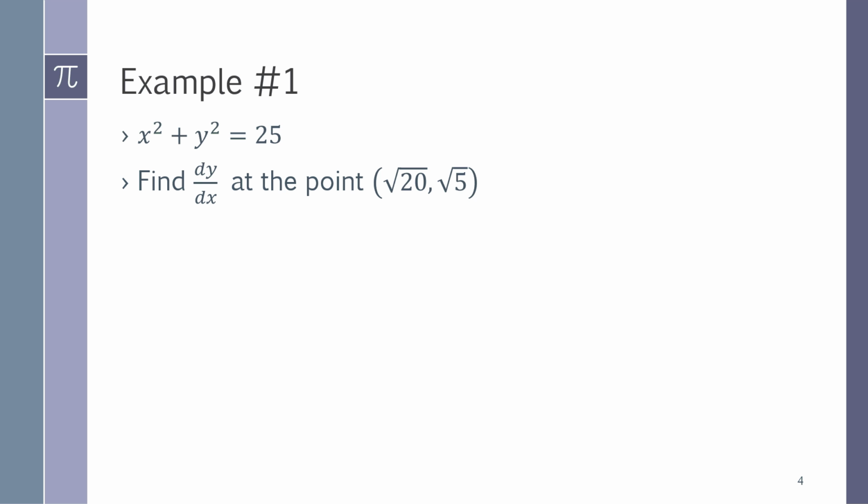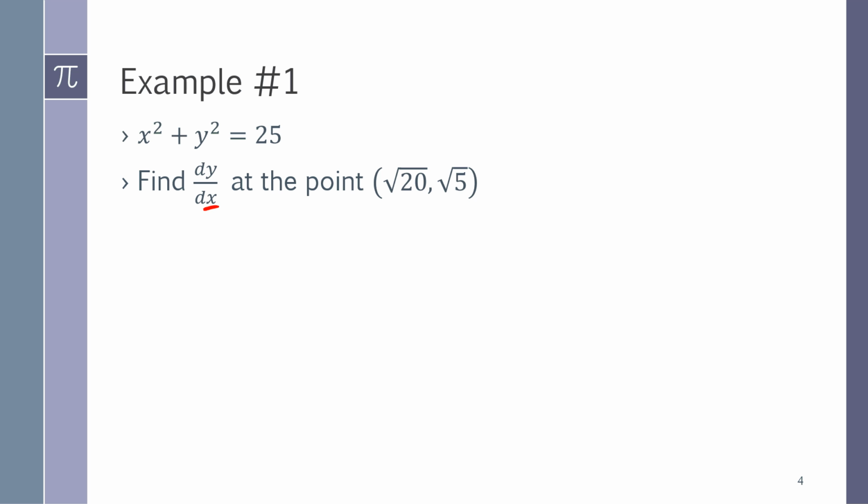So first example, we have x squared plus y squared equals 25, which is a circle centered at the origin with a radius of 5. And I want to find dy/dx at the point square root of 20, square root of 5. Important thing to note, I'm looking at x as the independent variable, which means anything that's not x is a function of x and requires chain rule.